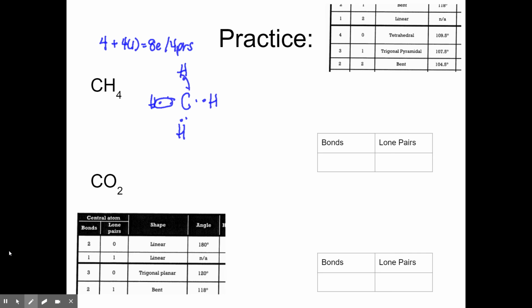Circle where they would pair up together, carbon and hydrogen. Check to make sure I have 4 pairs, 1, 2, 3, 4. All of my hydrogens have 1 bond to them. My carbon has 4. Everything's happy. Redraw it with my Lewis structure. When I check bonds and lone pairs, I look at just my central atom. So I have 4 bonds on carbon and 0 lone pairs.